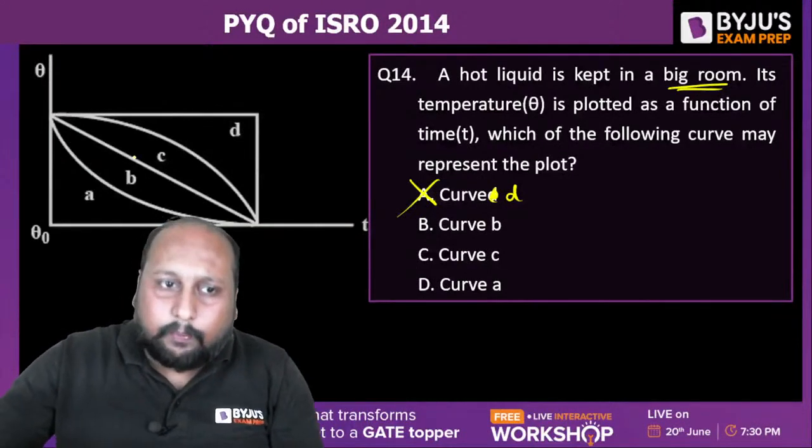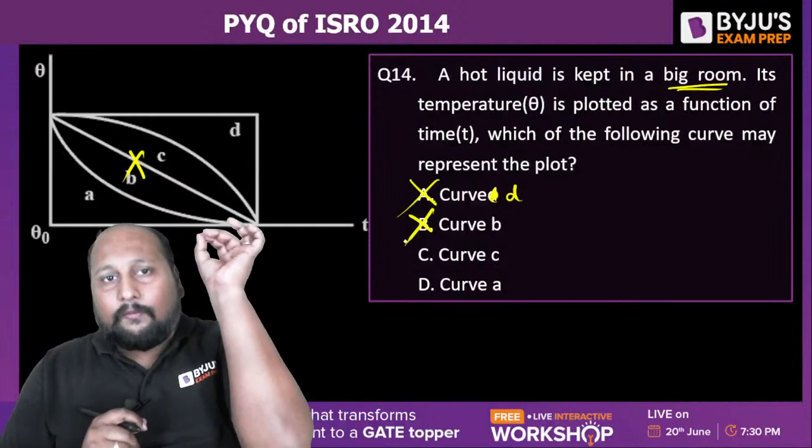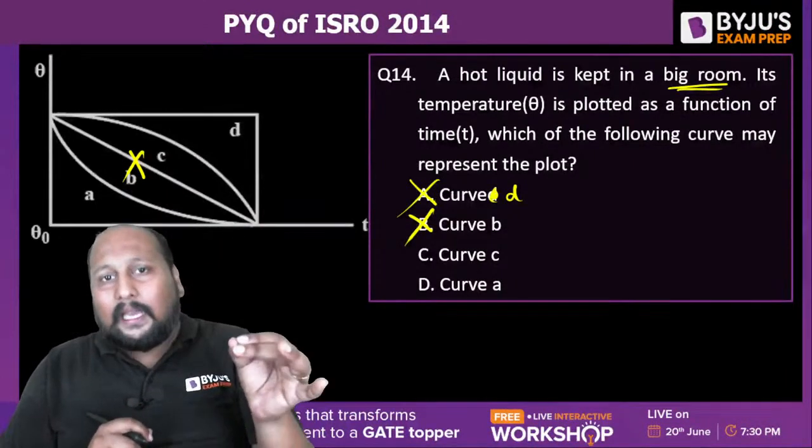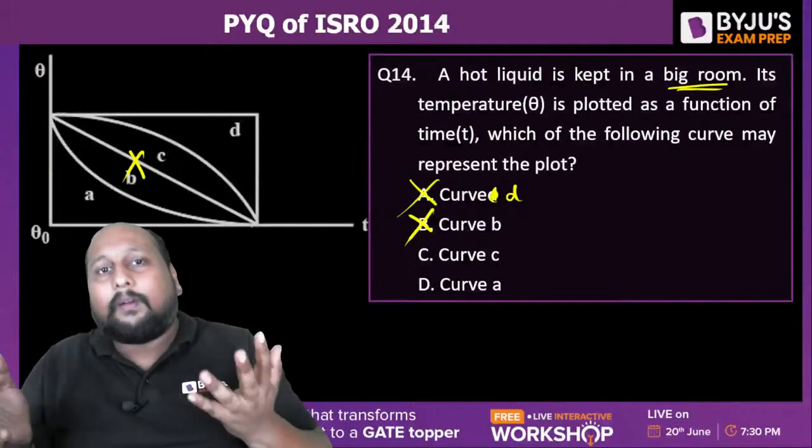Now, B is also not possible. Now, we are left with C and A. Now, tell me, when anybody is losing heat, at the starting, the slope will be very high, and at some point of time, the slope will be less.